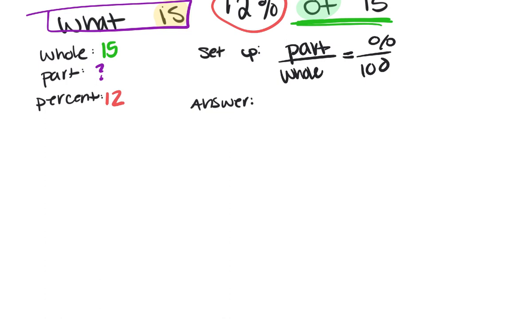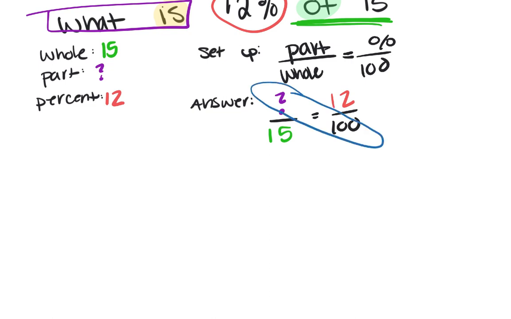I have the numbers sorted. So now in my setup, I'm going to replace the words with the numbers that they go with. So the whole is 15. So instead of the word whole, I'm going to put 15. 12 is my percent. That always goes over the 100. And I don't know the part. And I put a question mark in the place of the thing I don't know. And that's how I write my question marks. I know they look weird. I don't know how else to do it. That's my question mark.